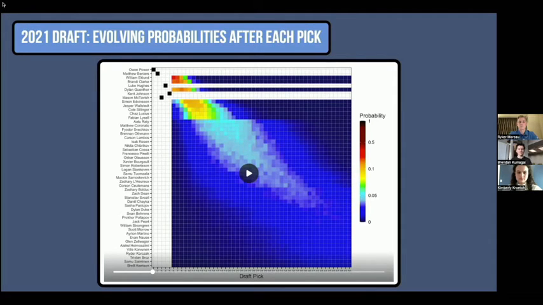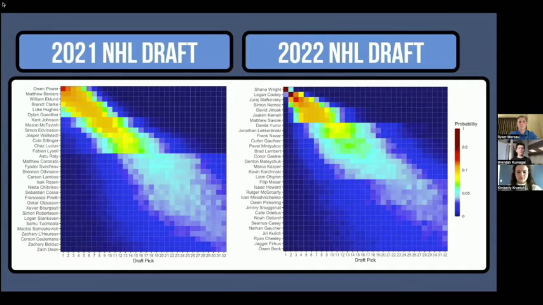Looking closer at the 2021 and 2022 drafts, this heat map allows us to see some cool patterns in each unique draft class. For example, we can see the natural tiers form in the draft using this model. In the 2022 draft, we observe large drops in pick probabilities between Shane Wright and Logan Cooley at 1 and 2, Matt Savoy and Danila Yurov at 7 and 8, and Liam Ogren and Philip Mazar at 18 and 19.